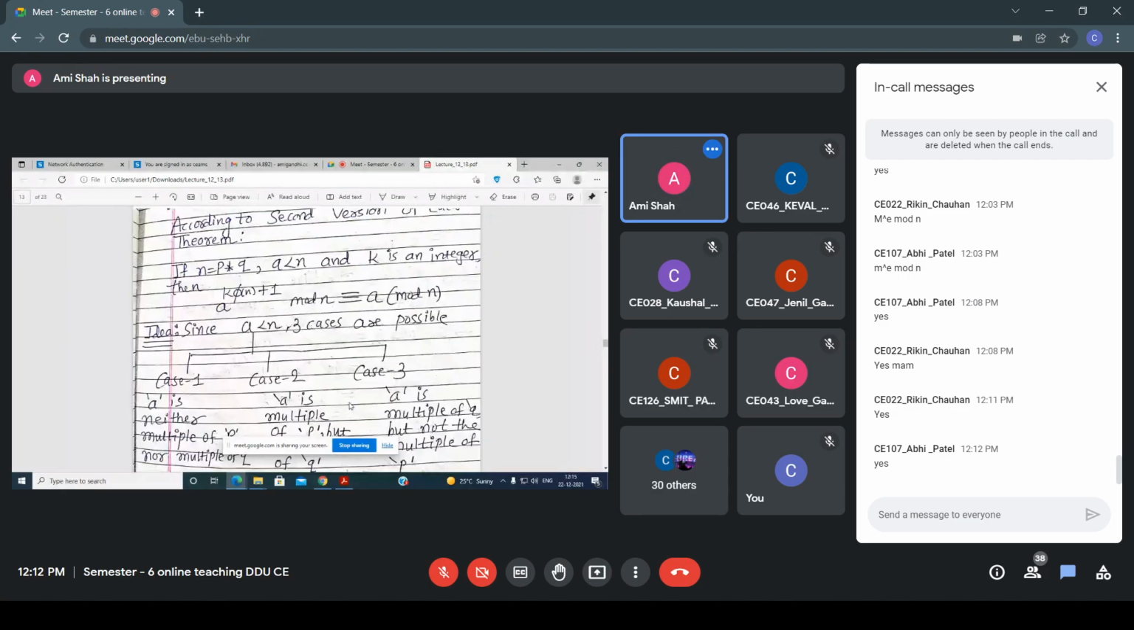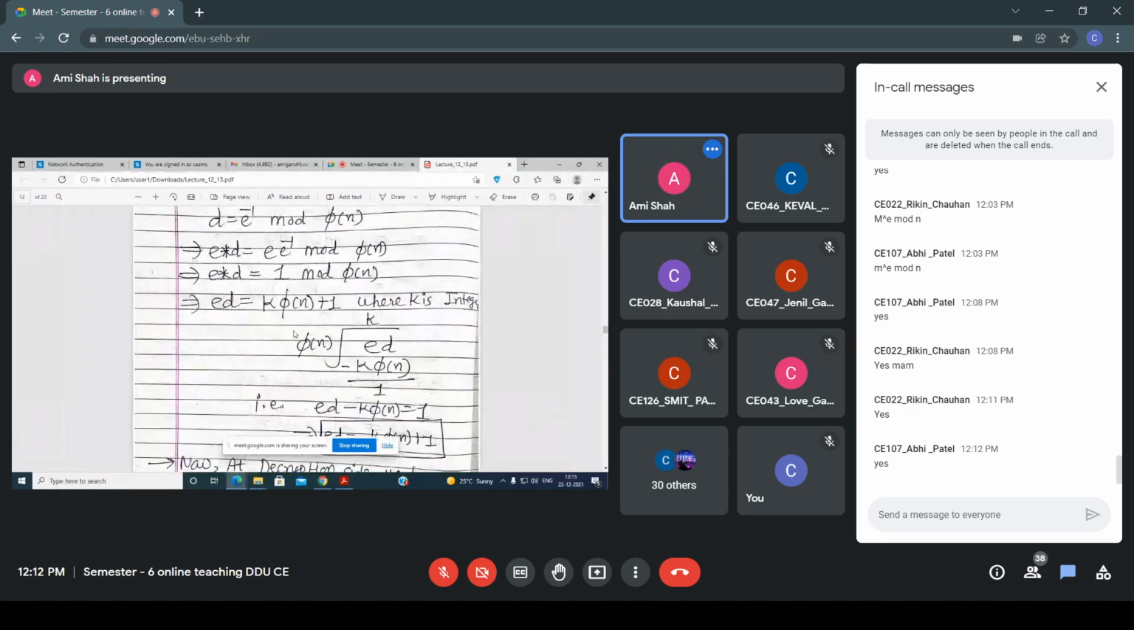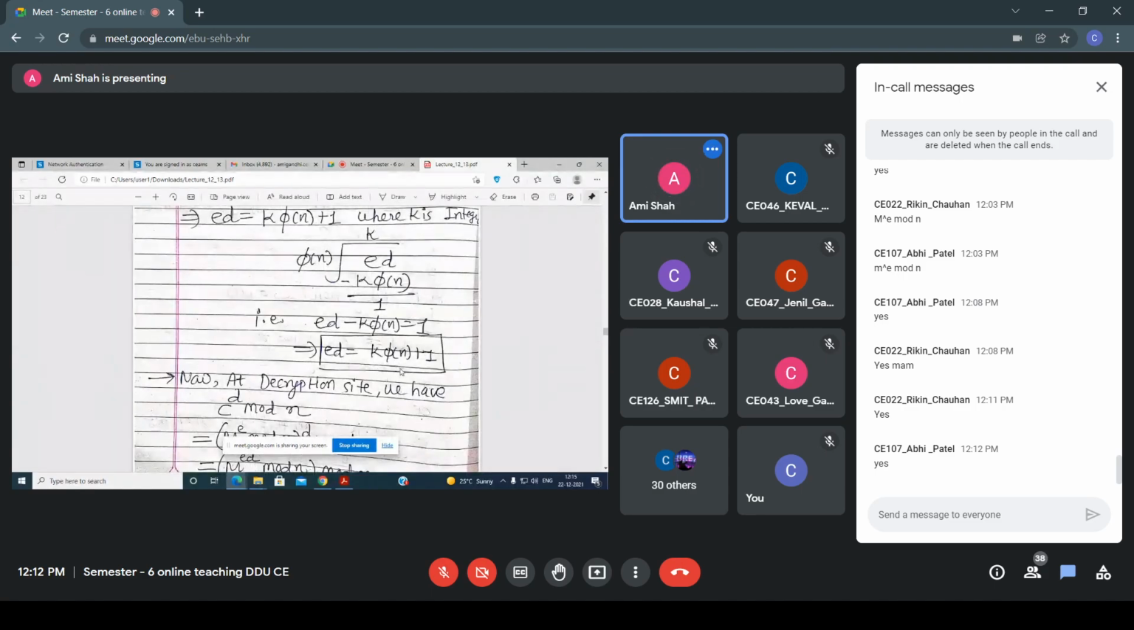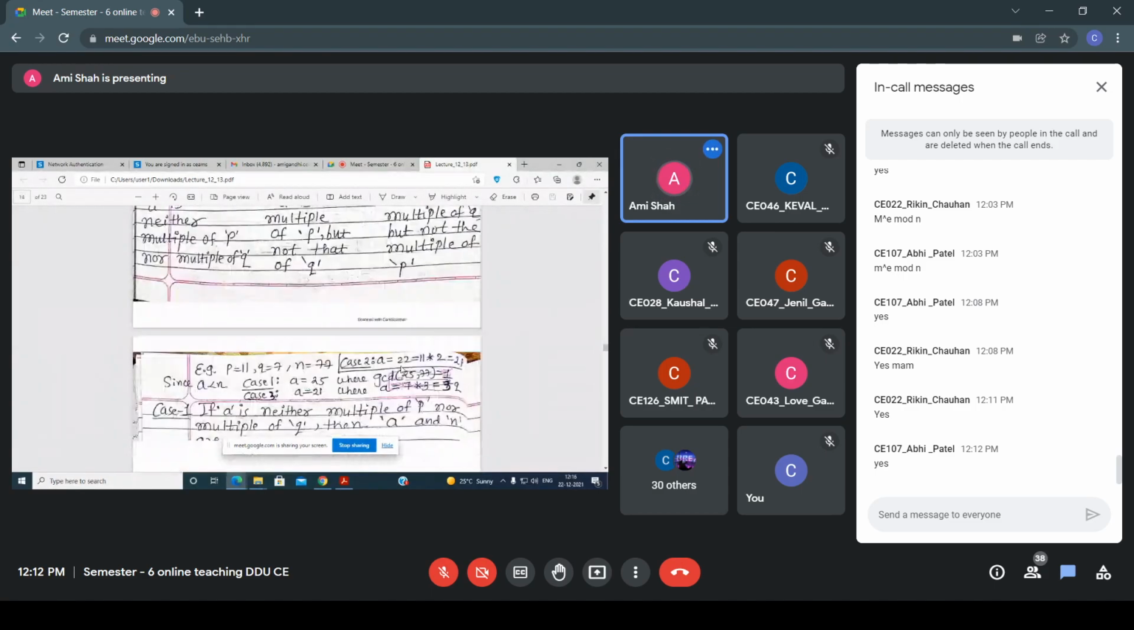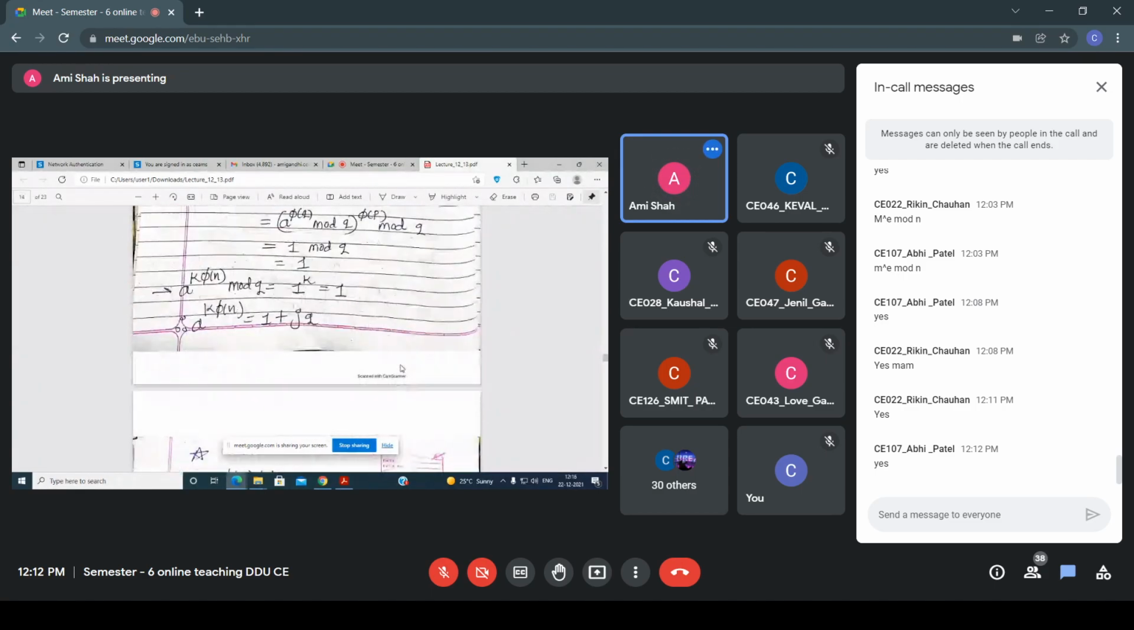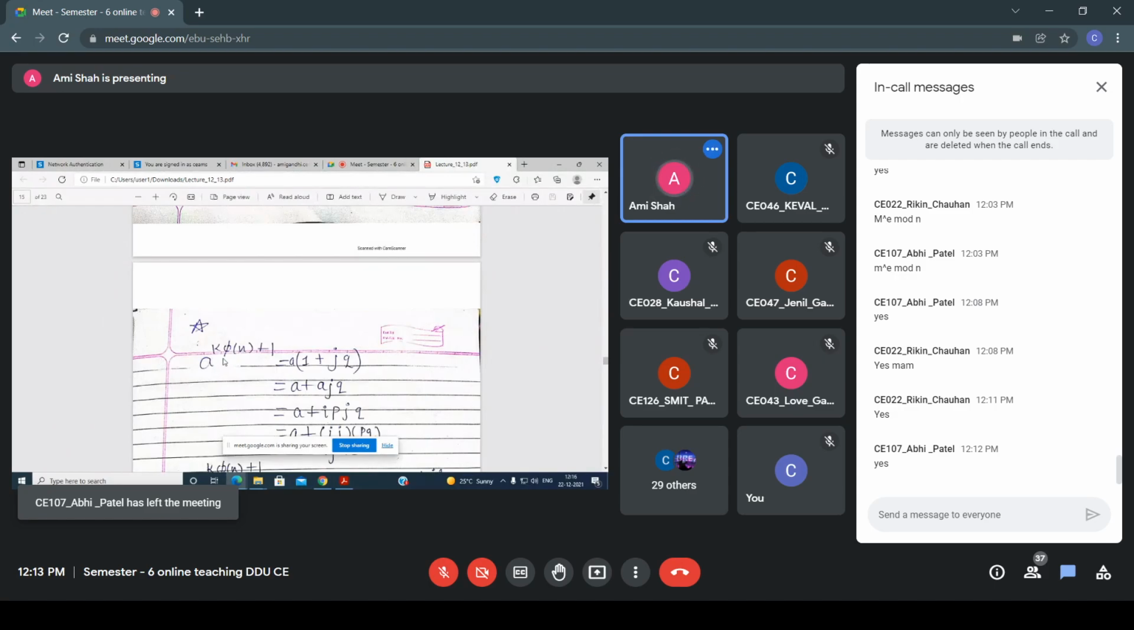So see, this equation that I explained already, instead of this I can write it this way, right? Performing the same calculation, what I get is a raised to k phi n equals 1 plus zq. Now, a raised to k phi n plus 1 equals, instead of that, I can write a in bracket 1 plus zq. So now what I get is a plus azq.